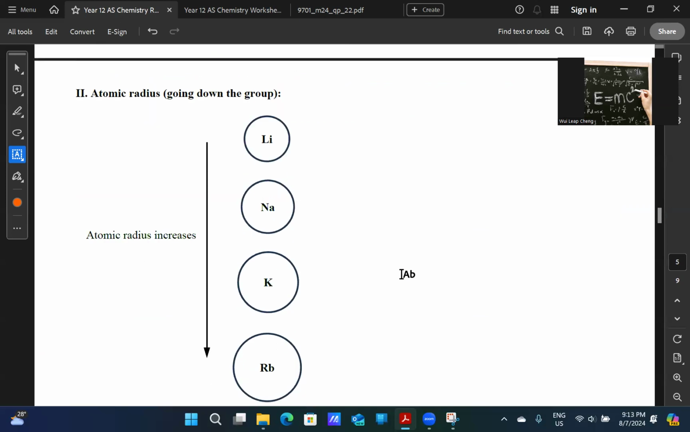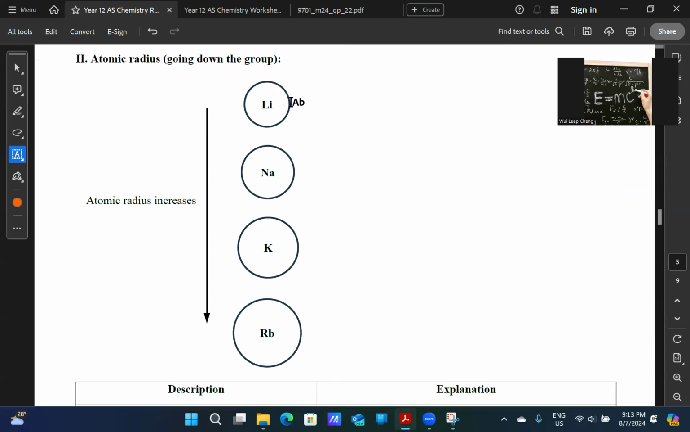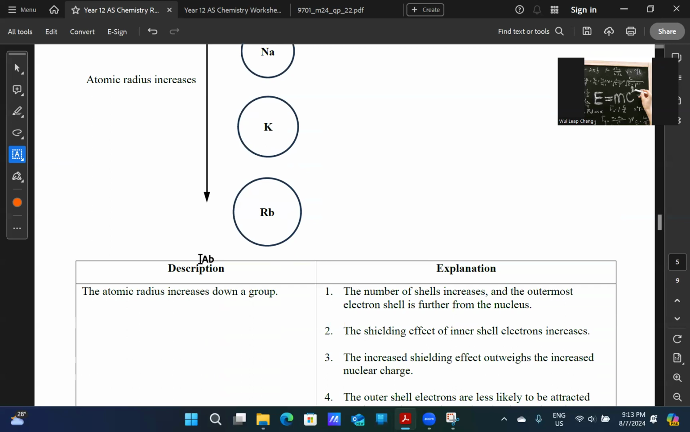Next part is we discuss the atomic radius going down the group. I will take group 1 as the example. As you can see from these pictures, for the elements starting with lithium to rubidium, you will see the atomic radius keep increasing. So when you are asked to describe the pattern or the trend of the atomic radius going down the group, the answer is increases.